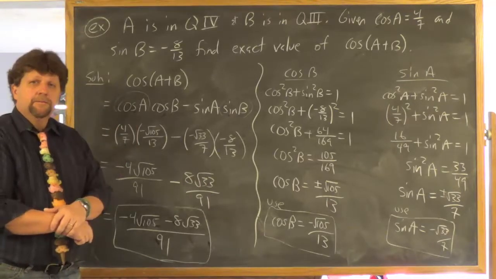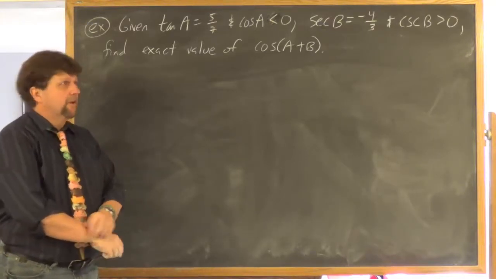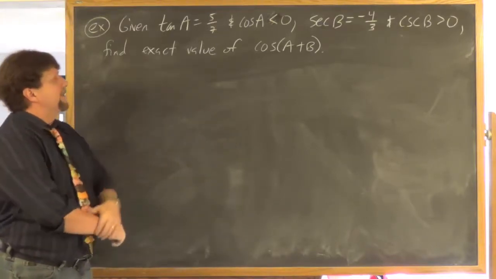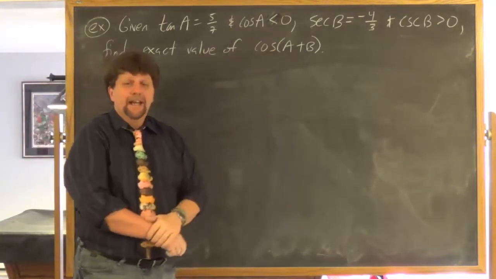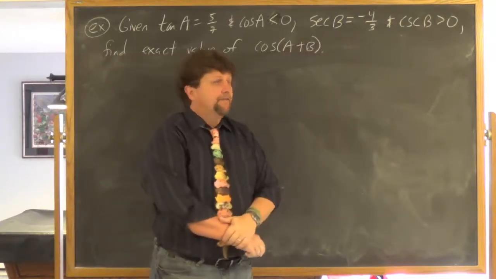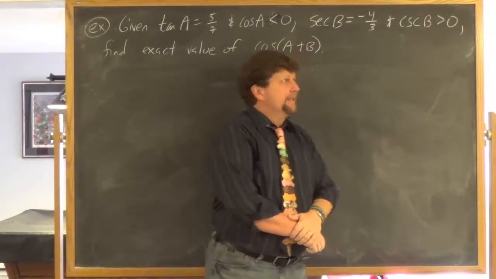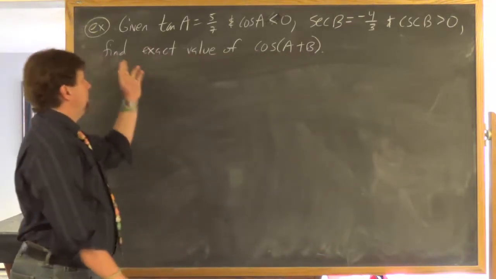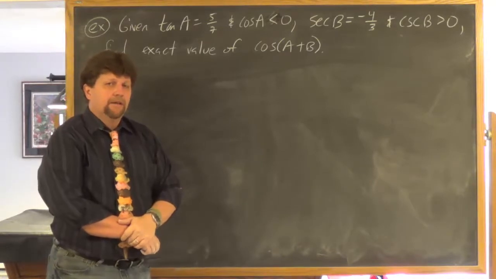That's it for this problem. Hey, let's check out this example. Looks like this one's going to be a little bit more involved. Here we're given the tangent of A is 5/7 and cosine A is negative. Given the secant B is negative 4/3 and cosecant B is positive. We're asked to find the exact value of cosine A plus B.